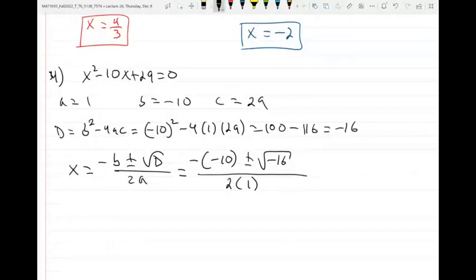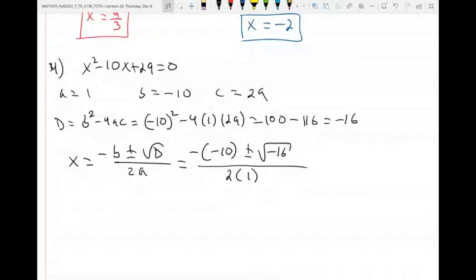So step number 1, make sure that you remember the formula and you plug in successfully. Step number 2, you need to know how to simplify. If you know the formula, but you cannot simplify this, then you're not doing anything, because you won't be able to get to the answer. So make sure that you understand how to simplify this. All right, so negative, negative, that's positive. So that's 10 plus or minus. What's the square root of negative 16? 4i. Good.